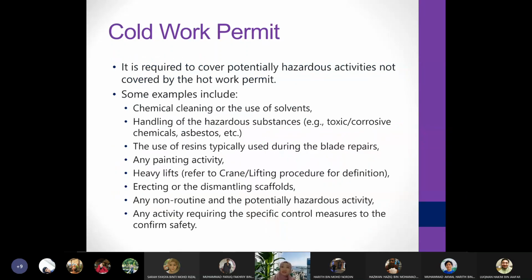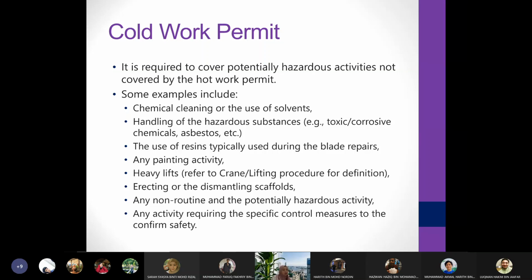Now, another type of work permit is called a cold work permit. So a cold work permit covers potentially any kinds of hazardous activities that are not covered by the hot work permit. Some examples include when you do chemical cleaning. When you do chemical cleaning, you use solvents that are very volatile. You need to have a cold work permit.